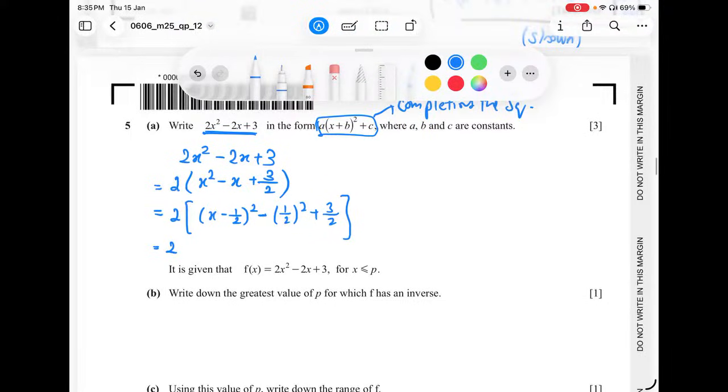So now what we do here is x minus 1 by 2 squared minus half squared, which will be minus 1 over 4, plus 3 over 2. One second, I'll just see if it's right.